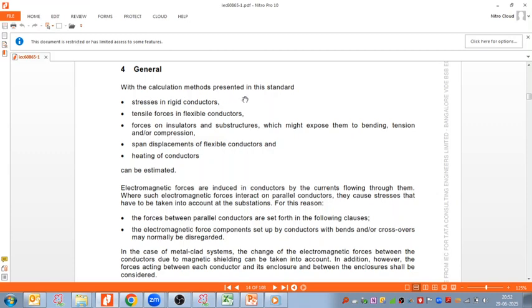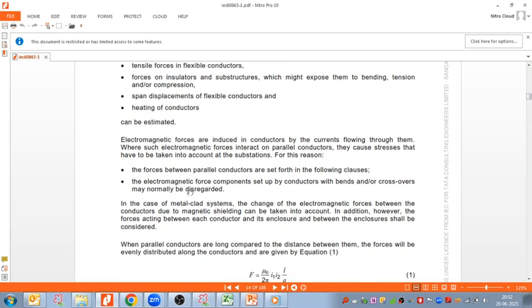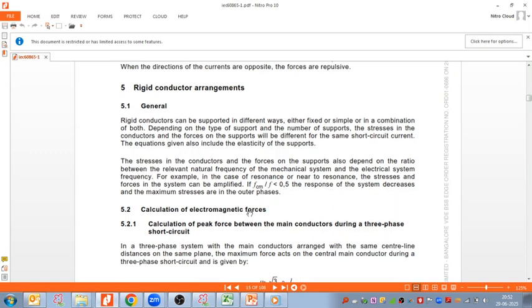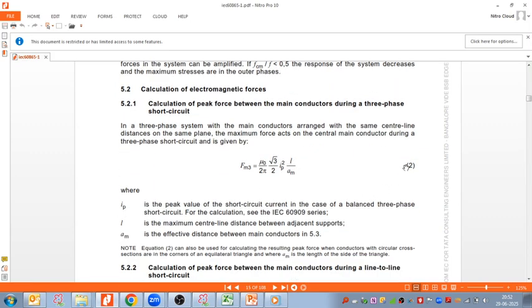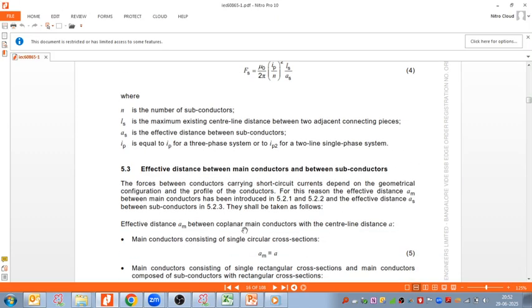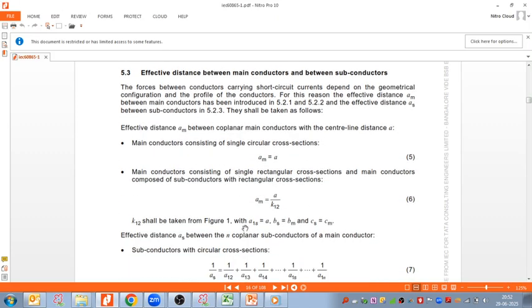With the calculation method presented in this standard, stress in rigid conductor, tensile force in flexible conductor, force on insulators and substructures, span displacement, and heating of conductors can be estimated. So they have given the formulas that we will use, like formula 1, then formula 2, and so many formulas that we will consider one by one. So this would be our reference standard.